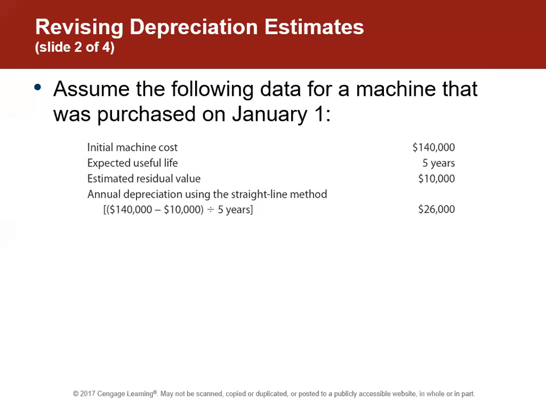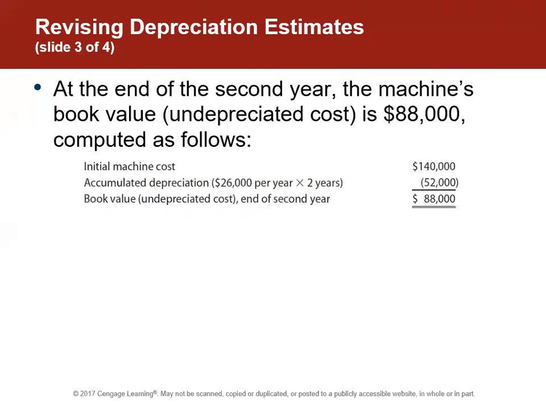So this is the new machine that we purchased on January 1 that cost us $140,000. We expect to use it for 5 years, and we expect the residual value to be $10,000. So if we did straight line depreciation, it would be $26,000 per year. We've actually had it for 2 years, so we're at the end of the 2nd year, and we've depreciated it $26,000 in year 1 and year 2, so a total of $52,000. So its current book value, the cost minus accumulated depreciation, is $88,000.